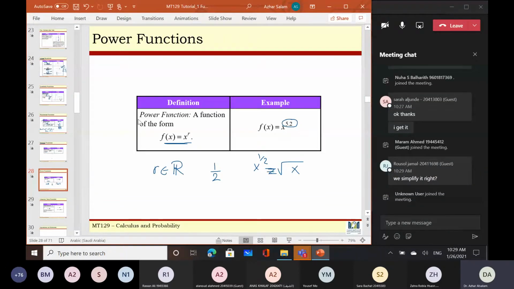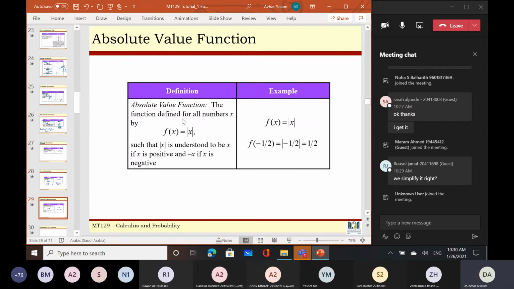This is what I call a power function. This is a kind of function, but it's not a polynomial since r could be any real number. It's not necessarily an integer. Okay, absolute value function.